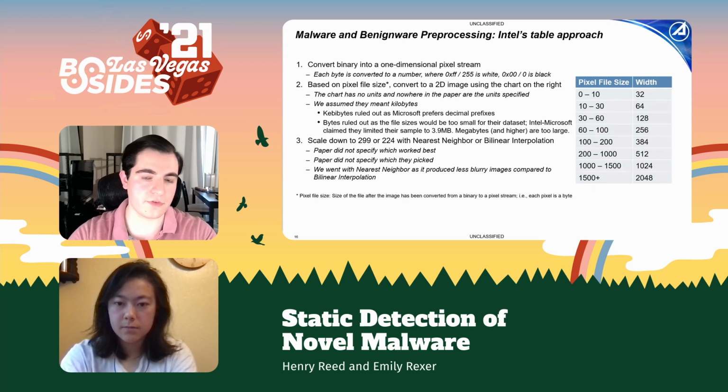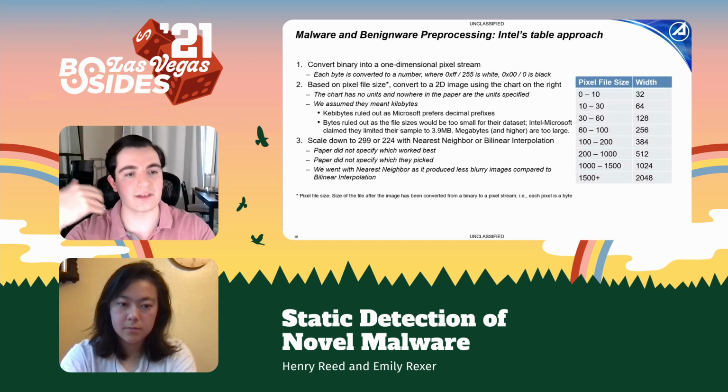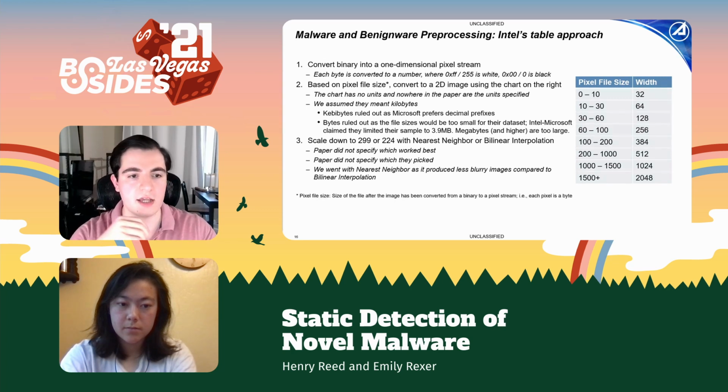So, for example, if the pixel file size, quote unquote, is between 10 and 30 kilobytes, then the width of the image is 64 pixels. Then the rest of the file will determine the height. So in the end, you get a rectangle. You convert the binary into a one-dimensional stream, you make that into a rectangle, and the last step is you make it into a square of size 299 by 299 or 224 by 224, depending on what your model wants. And you either use a nearest neighbor algorithm or bilinear interpolation.